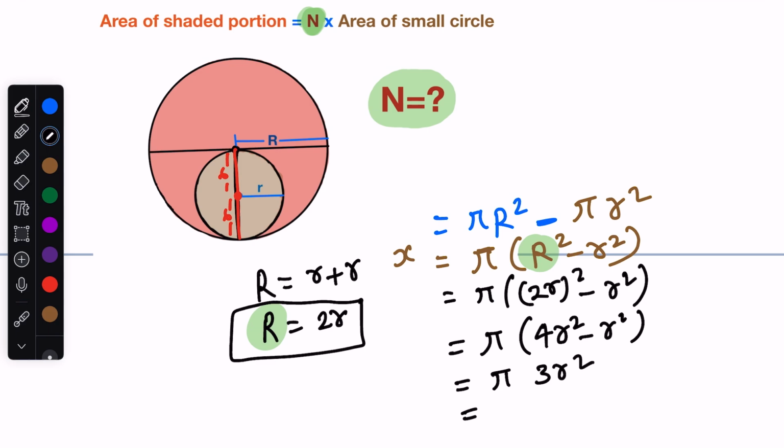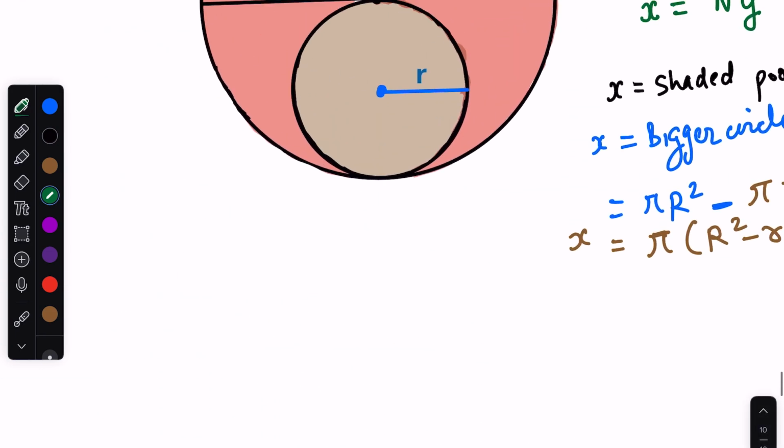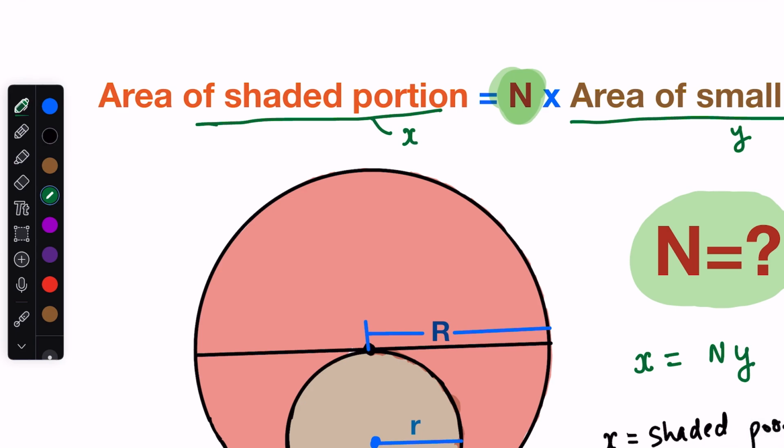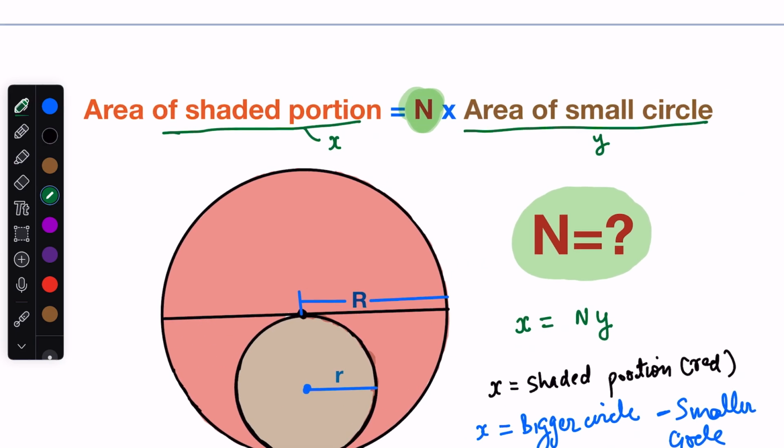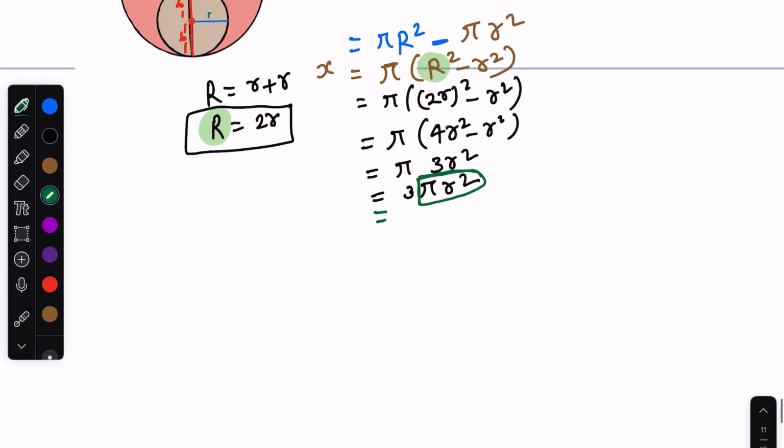So if we take 3 outside, it will be 3 times pi r square, and this is nothing but the area of a small circle, and we have assumed the small circle area to be y and shaded portion x. So x is equal to 3 times y.